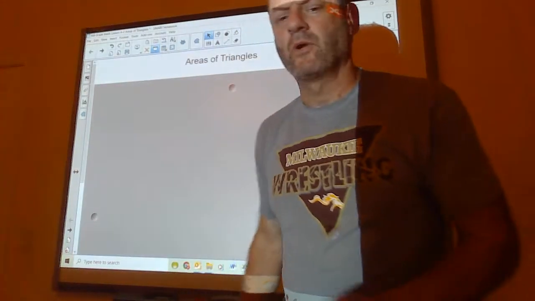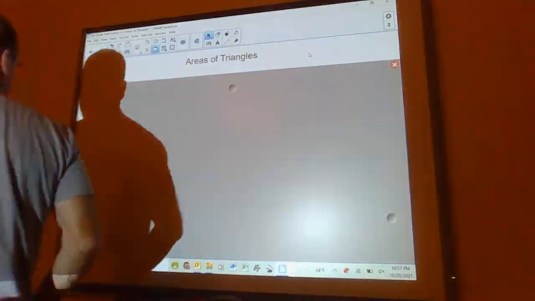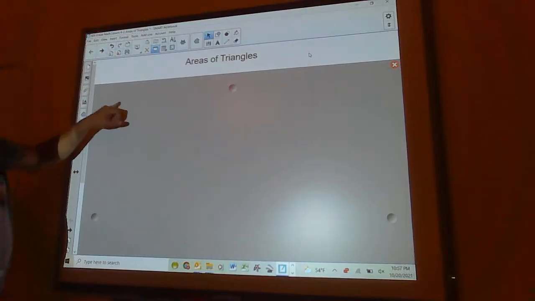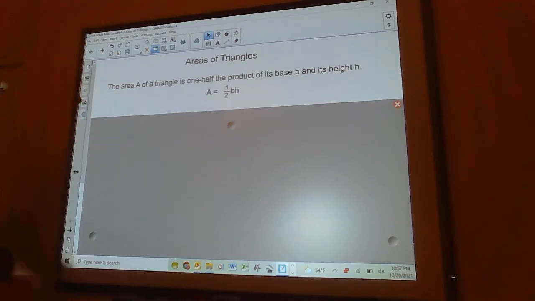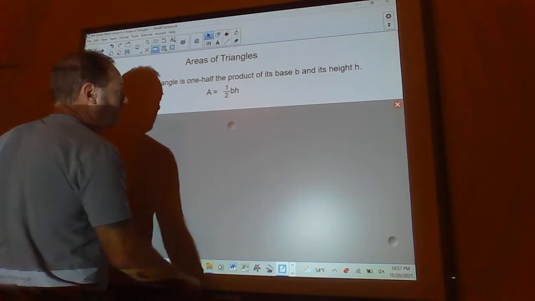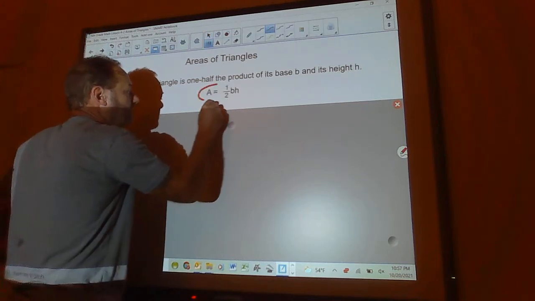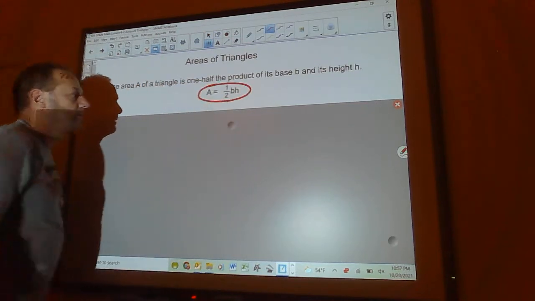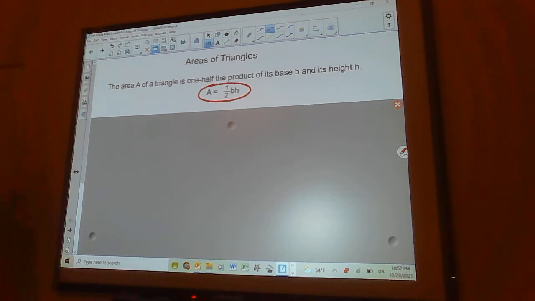Hey everybody, today we're going to talk about areas of triangles. The area of a triangle is 1/2 the product of its base b and its height h. So we get this formula right here. You want to know this formula. I would write that down 5,000 times if that's what it takes in order to memorize it.